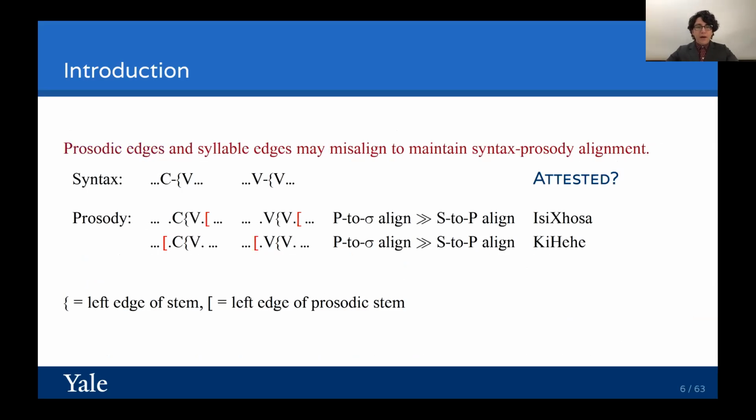Now, to return to the puzzle, we might expect a third kind of language, namely one where prosodic edges and syllable edges misalign, and instead we've maintained the syntax and prosody alignment. So in this third type of language, this square bracket representing the left edge of the prosodic stem is in the exact same place as the curly brace, representing the left edge of the syntactic or morphological stem. But as a consequence, the left edge of the prosodic stem falls in the middle of a syllable. And to my knowledge, I don't know of any cases in the literature that have argued for such an alignment, although I'd be curious to know if you do.